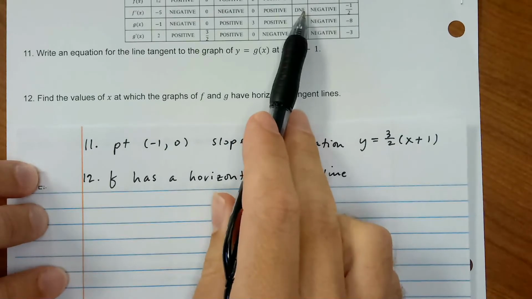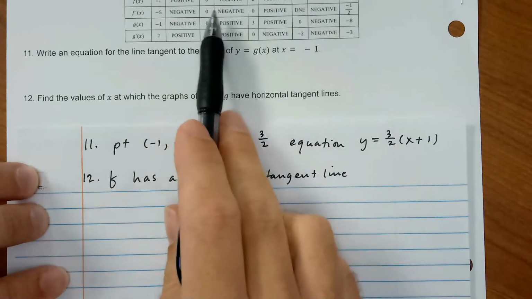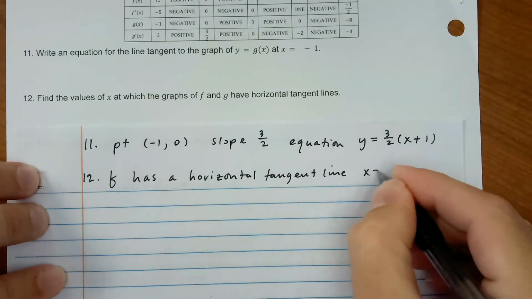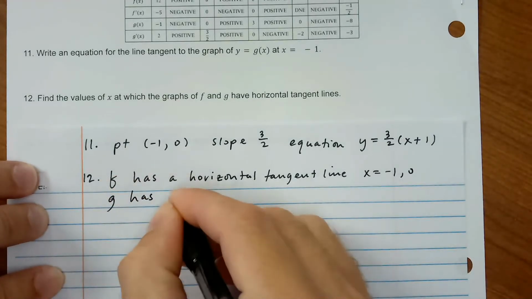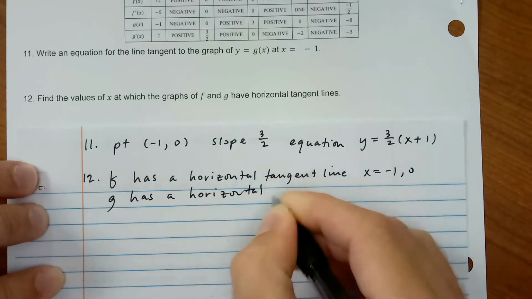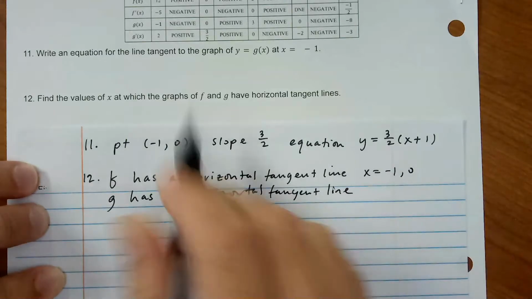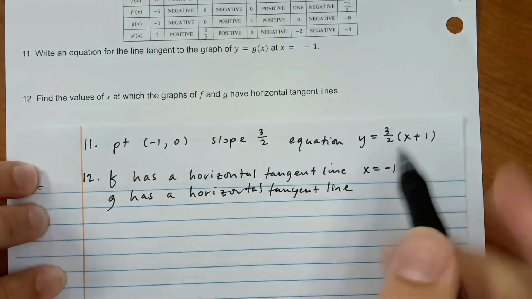D and E, there's no tangent line to put there, so it's probably going to be a sharp corner. So that's x equals -1, x equals 0. Okay, and then I'll say g has a horizontal tangent line right there. So that would be at x equals 0.